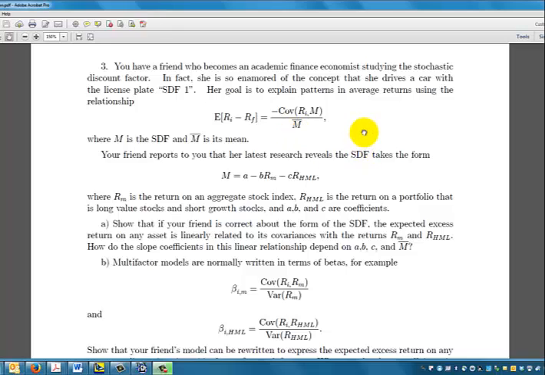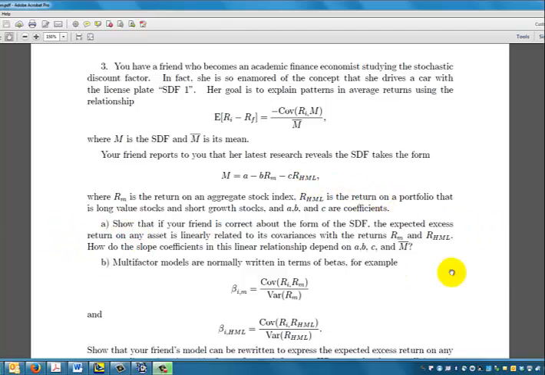So then the question says that you have a friend who's into this stuff, and she tells you that the form of the stochastic discount factor is this linear function of there's an intercept, and then the market return, and then the return on HML, the Fama-French value minus growth, or high minus low book-to-market portfolio. And these A, B, and C are coefficients.